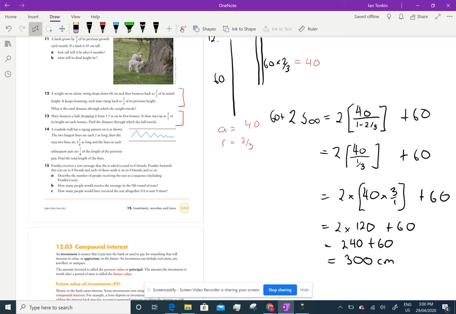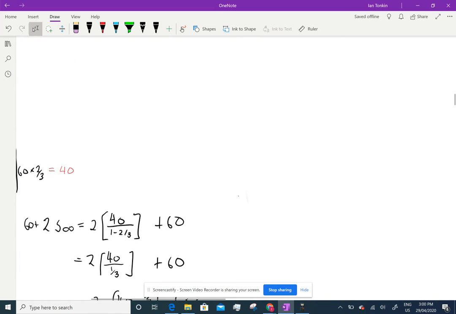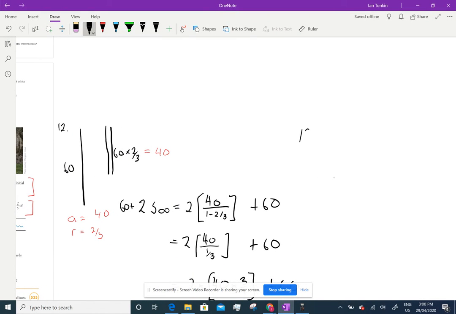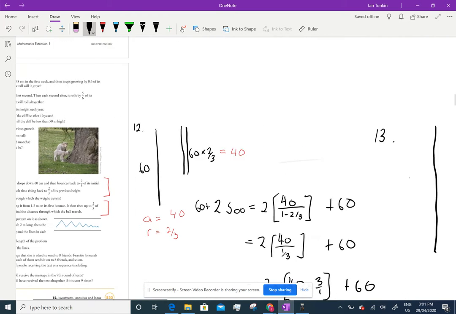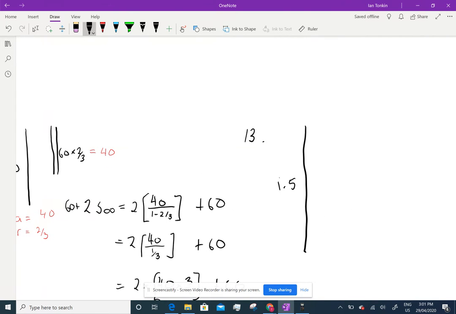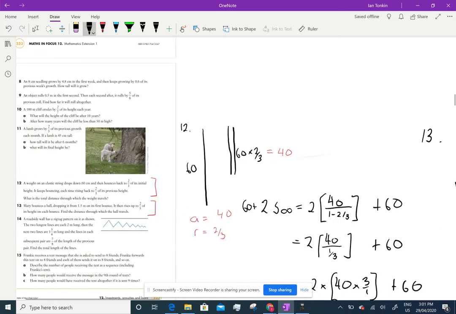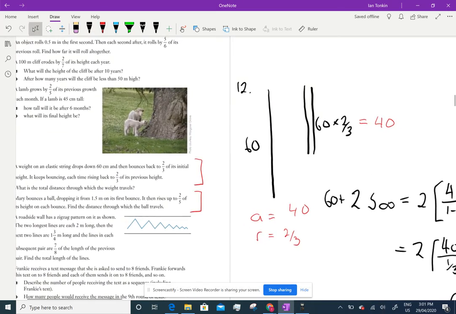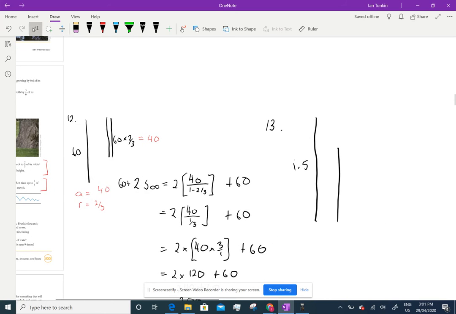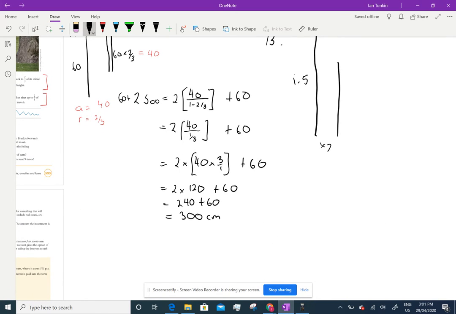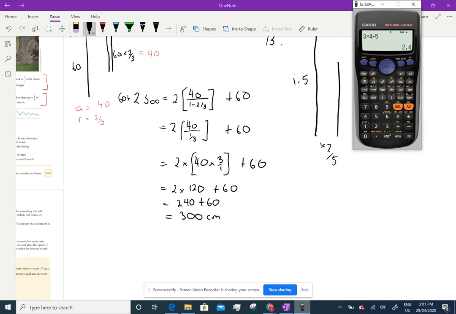So question 30, Mary bounces a ball by dropping it from 1.5 metres on the first bounce. So again, this one, and I should have realised, so 13. So we drop a ball. And we're dropping it from 1.5 metres, so we've got 1.5. And then the ball bounces up. Now how far up does it bounce? 2/5. So times by 2/5. I'm going to use my calculator this time, so 1.5 times 2 divided by 5, 0.6.